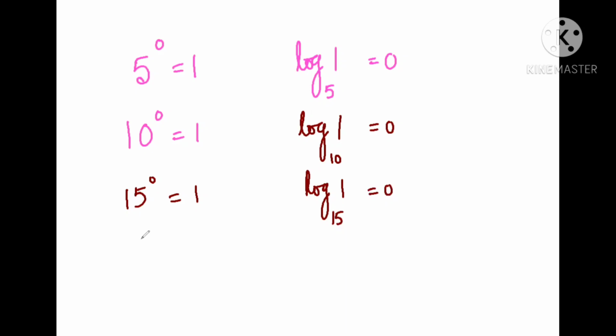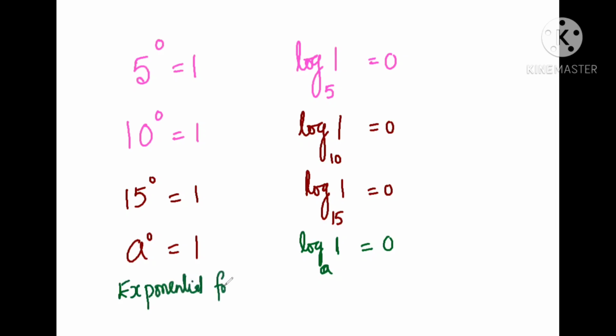From that we can conclude that if a to the power of 0 is equal to 1, then logarithm of 1 base a is equal to 0. From that we can conclude that logarithm of 1 to any base, the answer is 0. So this is called exponential form. This is called logarithmic form.